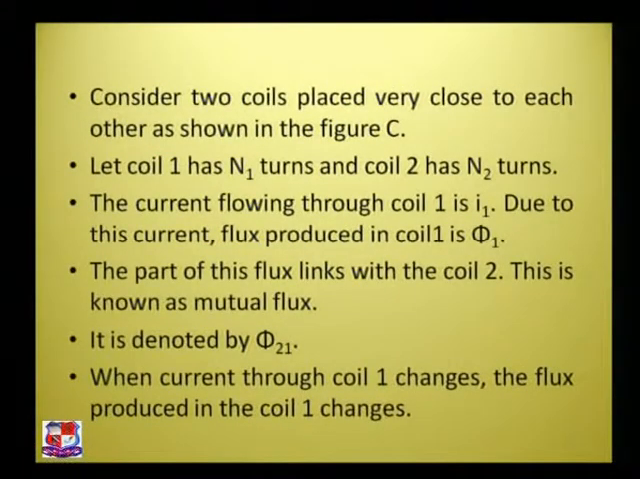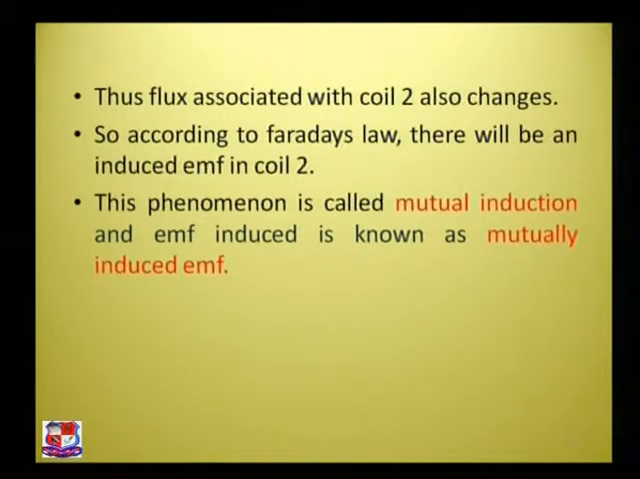Consider two coils placed very close to each other as shown in the figure. Let coil 1 have N1 turns and coil 2 have N2 turns. The current flowing through coil 1 is I1. Due to this current, the flux produced in coil 1 is phi 1. Some part of this flux links with coil 2. This is known as mutual flux, normally denoted as phi 2 1. When current through coil 1 changes, the flux produced in coil 1 changes. Thus, the flux associated with coil 2 also changes. So, according to Faraday's law, there will be an induced EMF in coil 2. This phenomenon is called mutual induction and the EMF induced is known as mutually induced EMF.